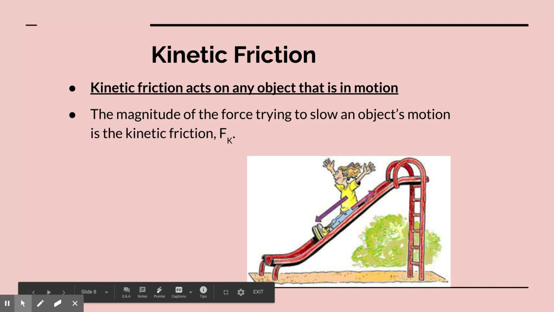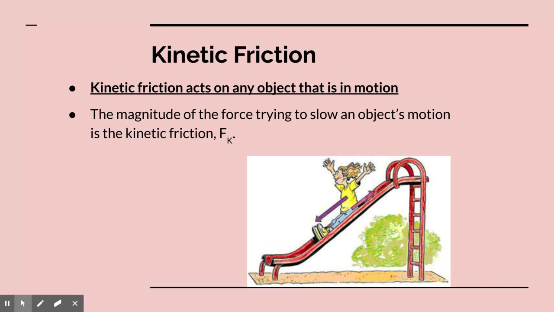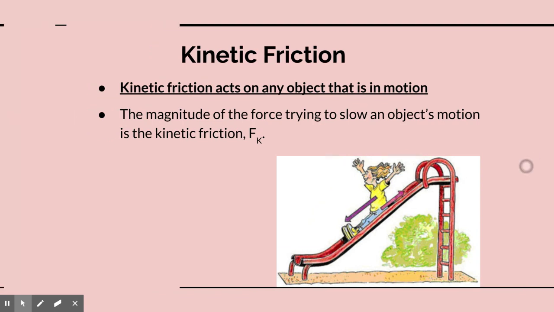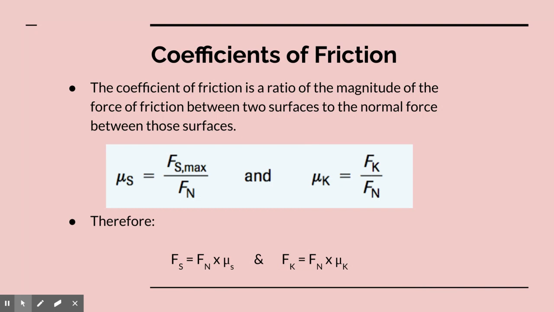So kinetic friction acts on any object that's in motion. Of course, we've already talked about this. The magnitude of the force trying to slow an object's motion is the kinetic friction. Okay. We blaze through that because for the most part, it's pretty simple. You've got something moving, there's going to be the kinetic friction opposing it.